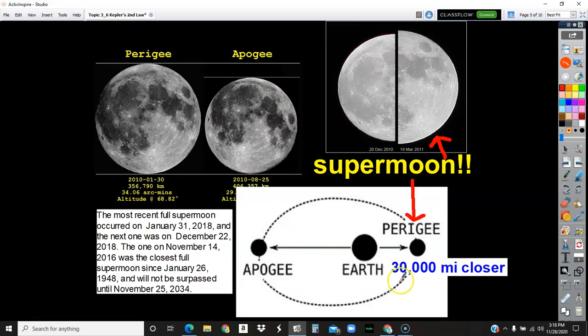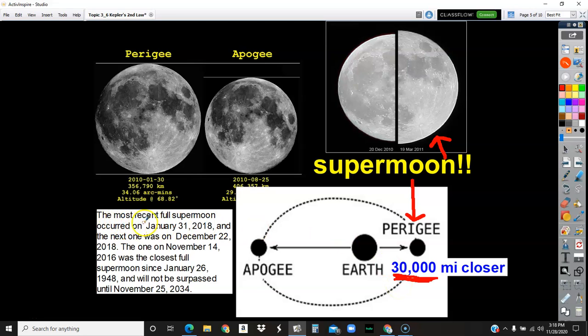Big difference there. And you can see down here, the difference between apogee and perigee is about 30,000 miles, which is quite a big difference. The moon on its average is about 240,000 miles away. So you're talking about a 1/8 difference there, 30,000 miles.